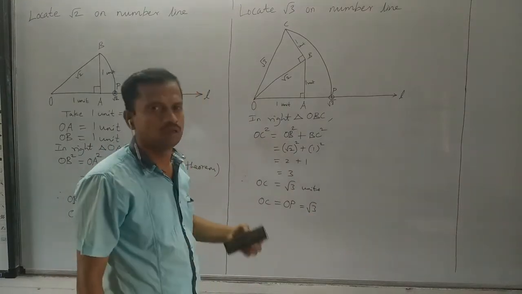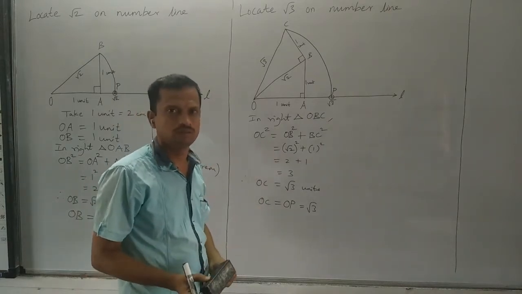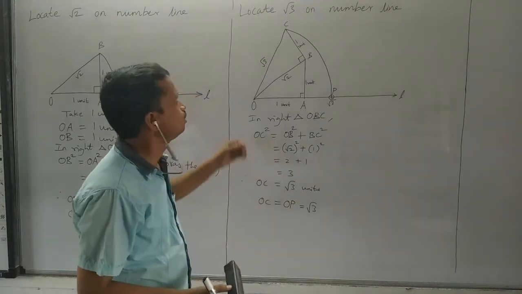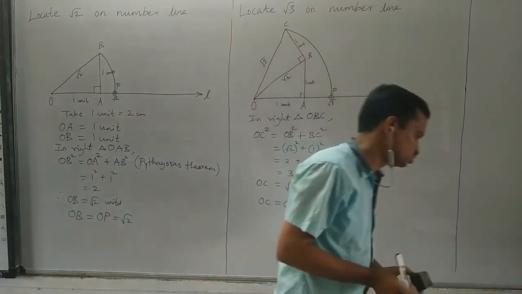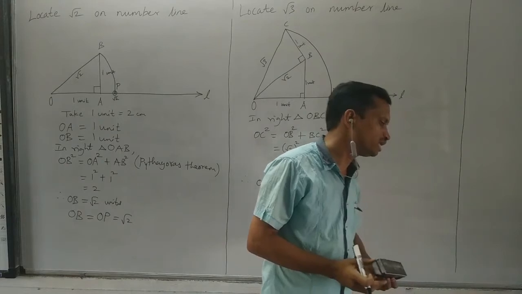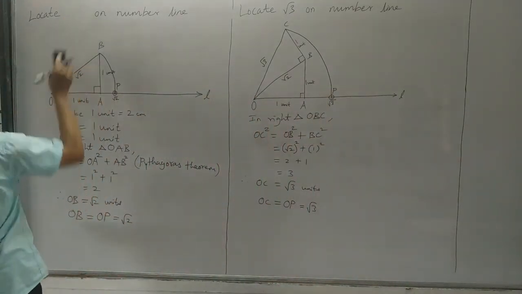If you see this repeatedly, definitely you will come to know it and it will become clear. And now, in the exercise, root 5 is there. So how can root 5 be represented on the number line? Now you see root 5.